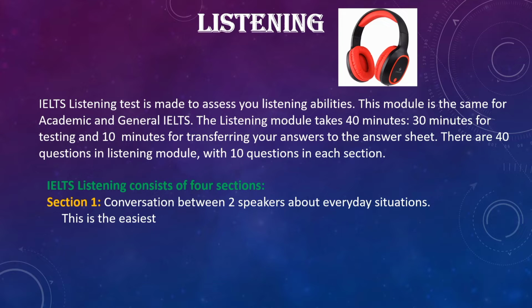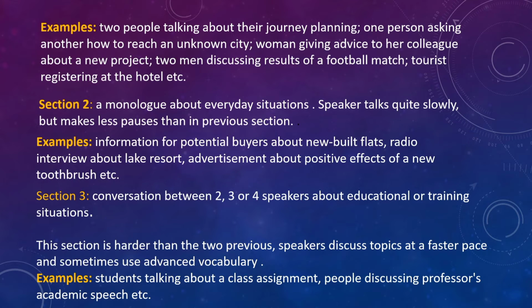In section 1, you will be given the easiest module, which is a conversation between two people in our daily life. Conversations may be about traveling, trips, hobbies, school times, college students' conversations, like this. Let's see the examples. Two people talking about their journey planning. One person asking another how to reach an unknown city. A woman giving advice to her colleague about a new project. Two men discussing results of a football match. Tourists registering at a hotel, etc.